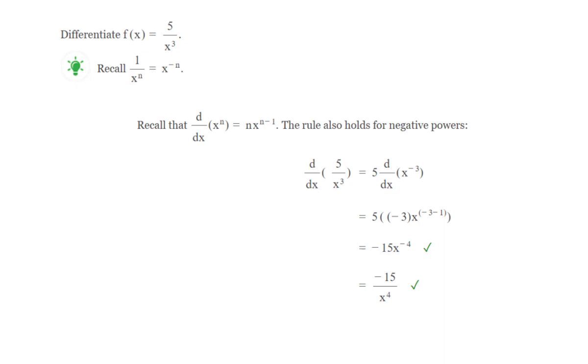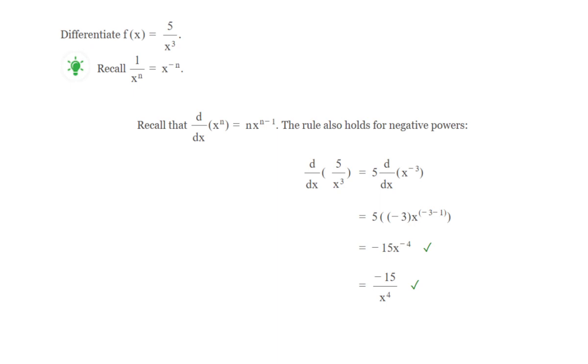Next question, differentiate f of x is equal to 5 by x cube. So recall 1 by x raised to n is equal to x raised to minus n. Also derivative of x raised to n is equal to n x raised to n minus 1. The rule also holds for negative powers.